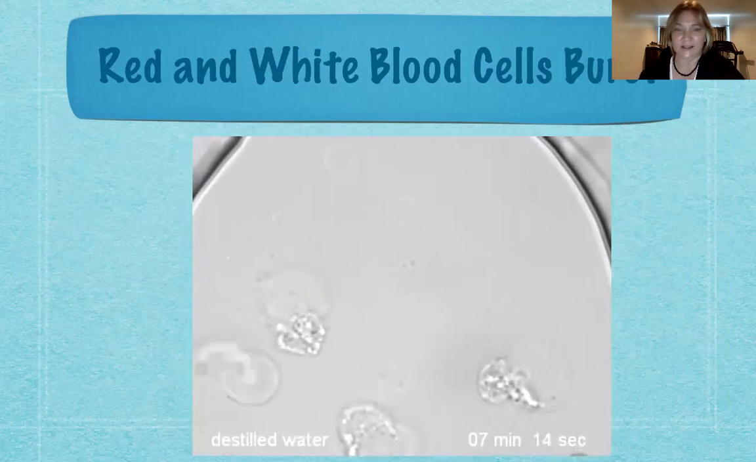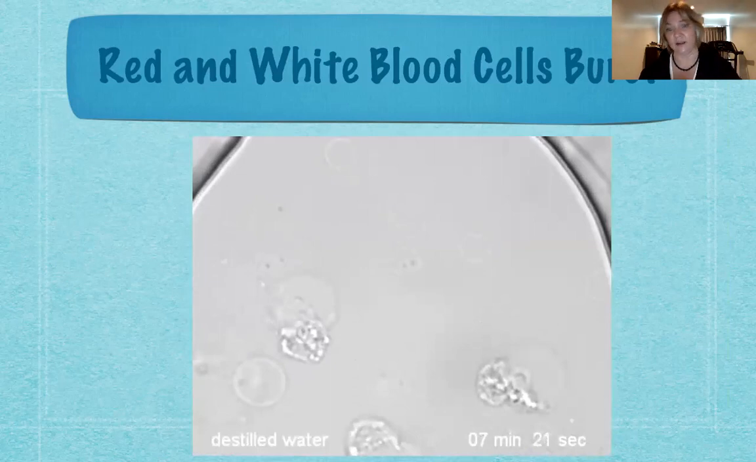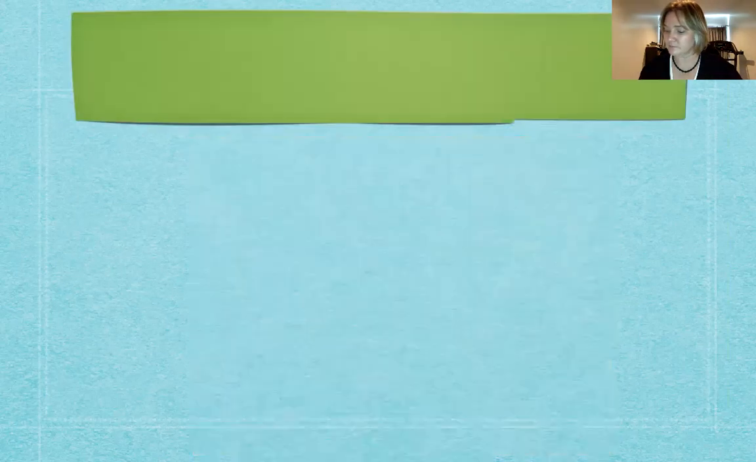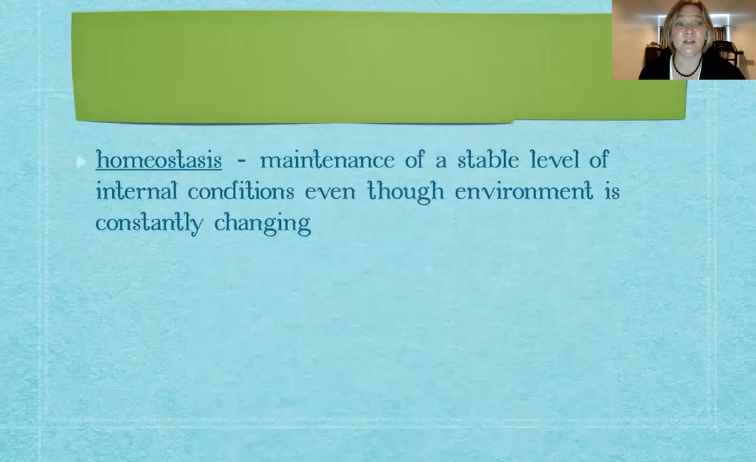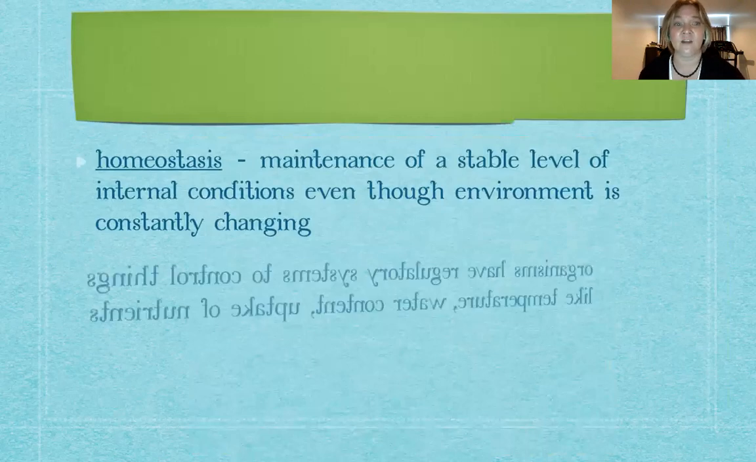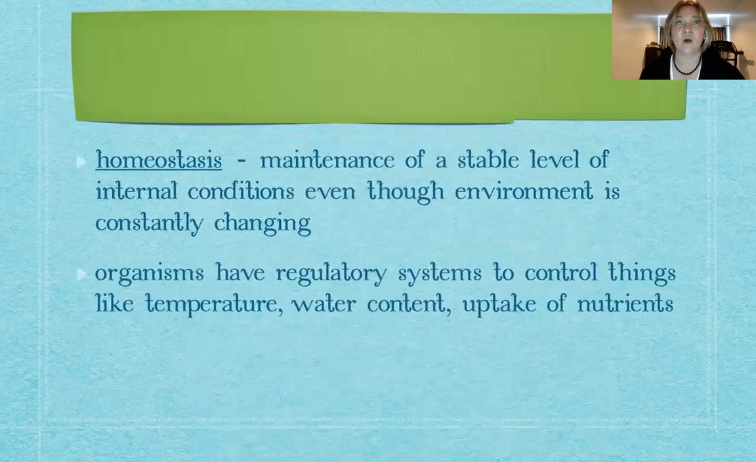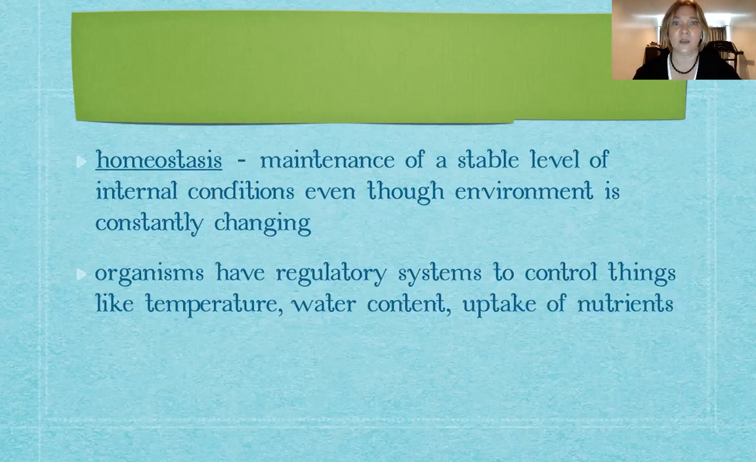So that's what happens when you put cells in 100% pure water, because cells aren't 100% pure water, and water ends up rushing into the cell and they pop. So homeostasis is the maintenance of a stable level of internal conditions, even though the environment is constantly changing. This is why, as mammals, we are able to live in a lot more diverse environments than, say, fish and reptiles and amphibians, because we expend a lot of energy to be able to control our internal environment.